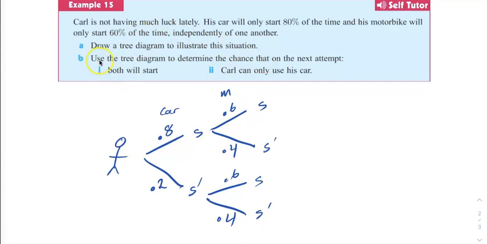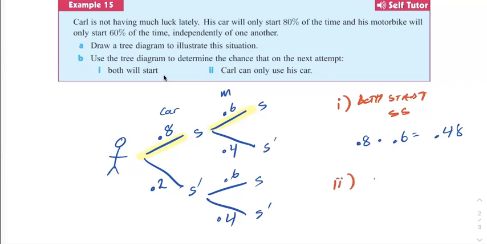Use a tree diagram to determine the chance that on the next attempt both will start. So let's do that first. So both start. So for me, that would be S and S. So all we're going to do is follow that path. So this path and this path. And again, all we do, since it's independent events, is multiply them together. 0.8 times 0.6, which would be 0.48. There we go. Next one.